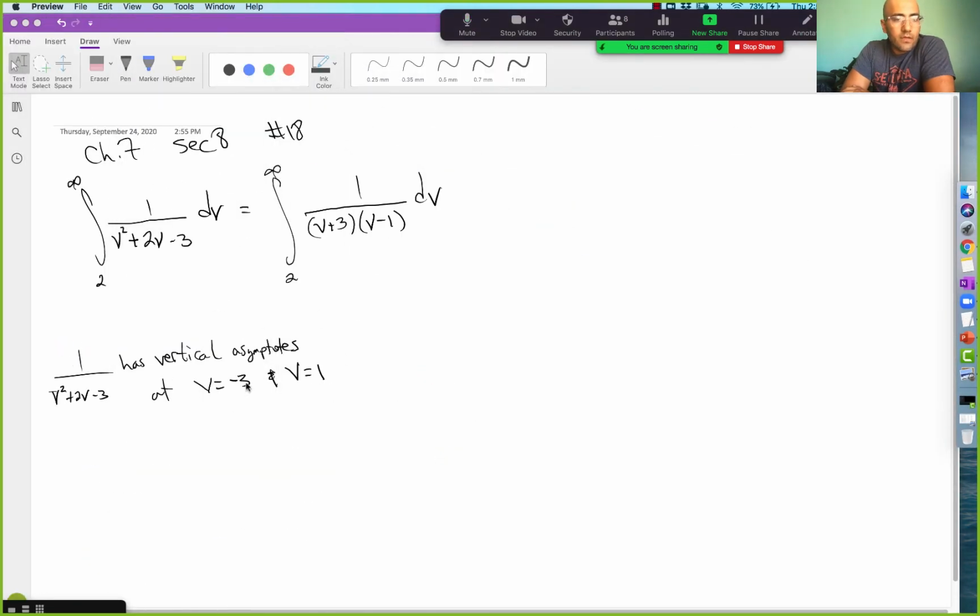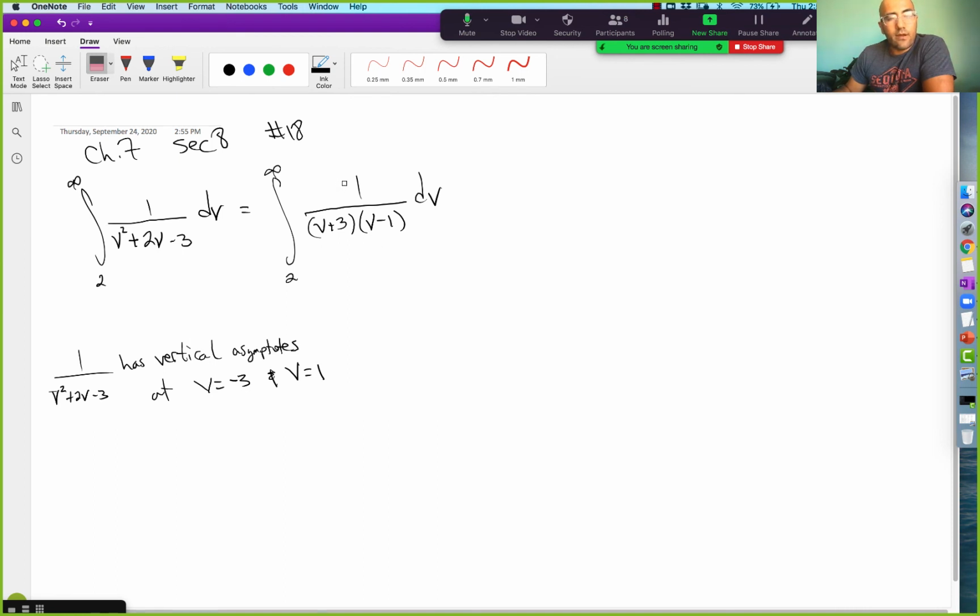So luckily, there's no problems there. I'm integrating from 2 to infinity, so there's no problem there. If this question had been written this way, maybe it was trying to get us to integrate from negative 2 to positive infinity, we'd run into a problem because of the 1. There's a vertical asymptote there. But luckily, that's not a problem. Okay, so the only thing we have to worry about is the fact that there is an infinity symbol there. That's all. But we got to figure out what this is.